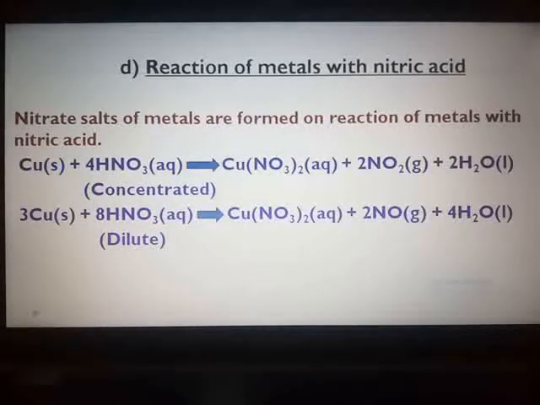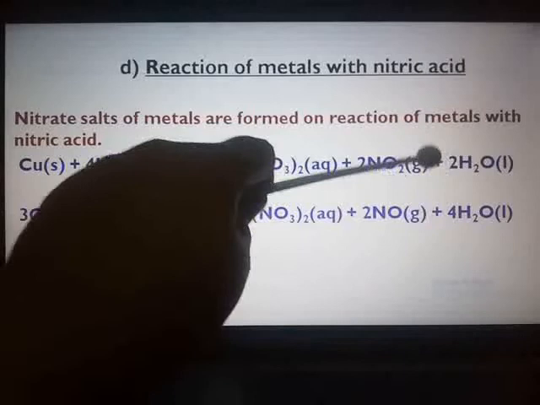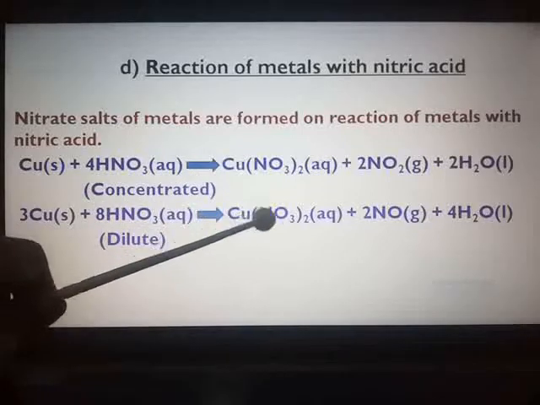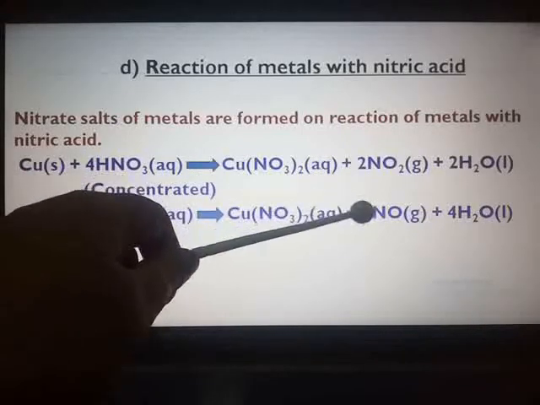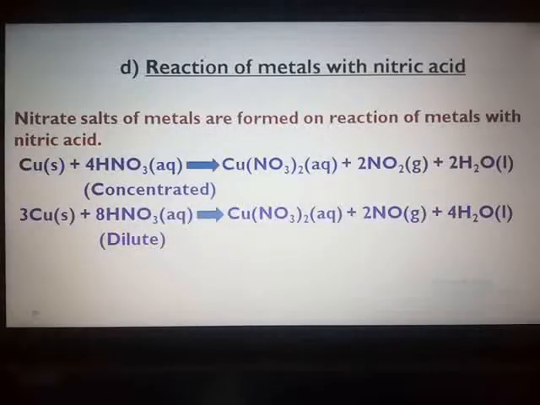Now here you have to study the nitric acid in two stages. One is when it is concentrated and one is when the nitric acid used is dilute. So copper reacts with concentrated nitric acid forming copper nitrate, nitrogen dioxide and water. When it is treated with dilute nitric acid, it again forms copper nitrate. The gas here is not nitrogen dioxide but nitrogen oxide, and water is liberated.